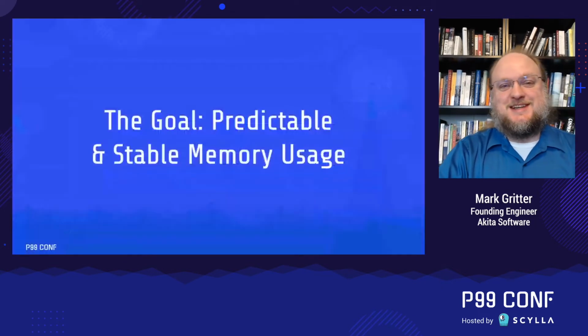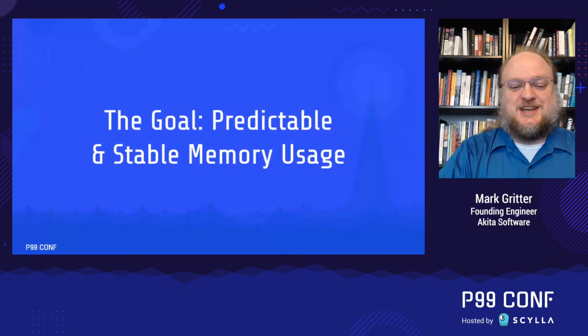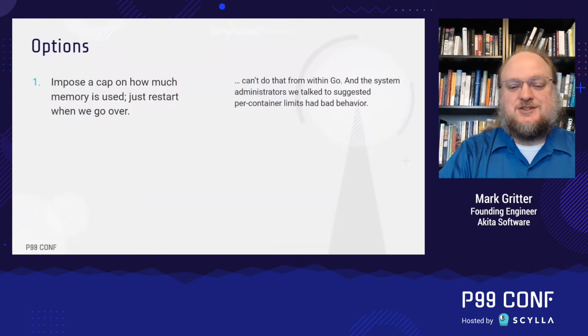So our goal was to get this agent to a state where it was using a predictable and stable amount of memory so that our users would be able to trust us to run in production environments. Our client was written in Go, and we talked about what our options were. Could we live with the problem?